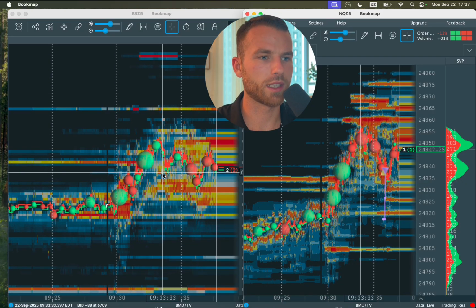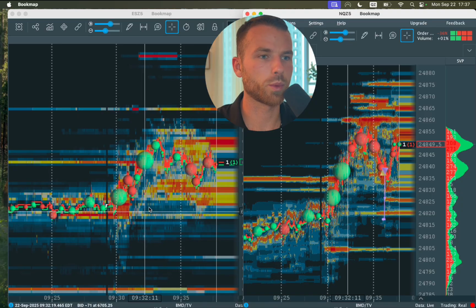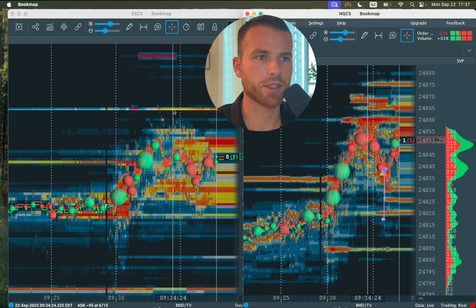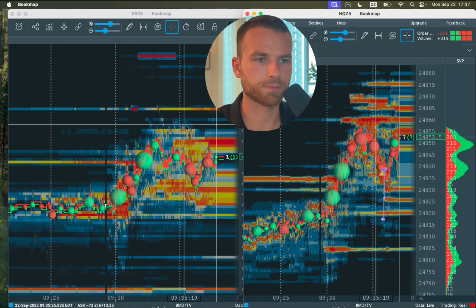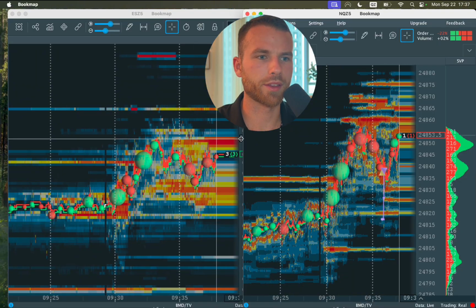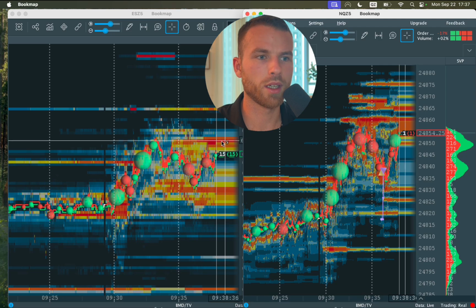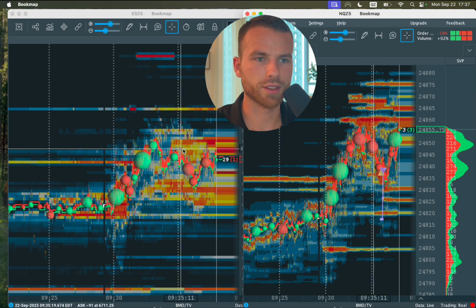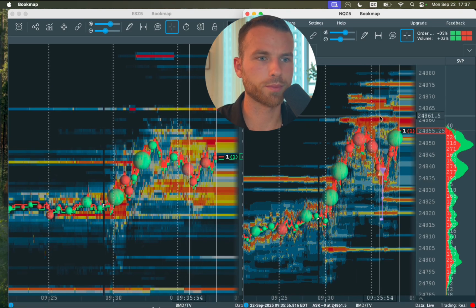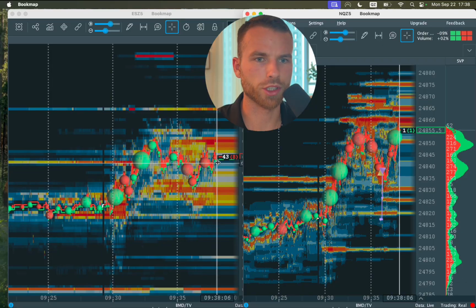We do have a level of interest somewhere down here. We do have a level of interest somewhere up here as well. And that's basically where the market might go to and will become very interesting for us. Overall, this is pretty bullish. So we might see a breakout very soon. Just so you guys know, this is pretty bullish order flow.